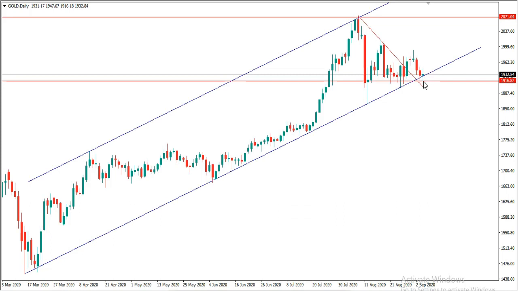So now we can see that we have a rejection once again of both the major level at $1916 and this ascending channel support right at this point. So at this area, I'll be looking for good entry opportunities on gold. If I get a good entry opportunity, then I'll be taking a long trade to $2071. If I don't get an entry, then I'm not going to be taking a trade on this pair. So this is all on my forecast for this week.